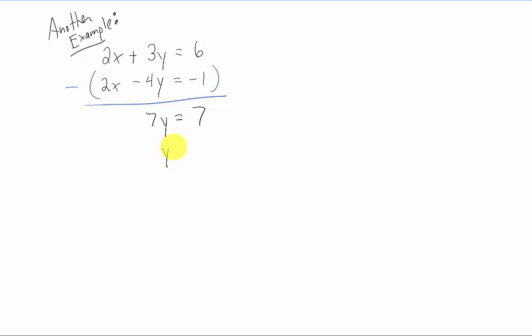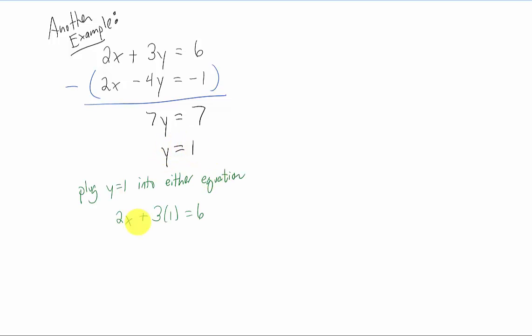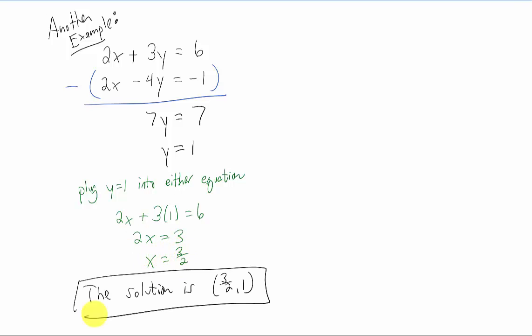That very quickly gives us y equals 1, which we can plug into either equation we like. I'll plug it into the first equation again. We're left with 2x plus 3 equals 6. I'll subtract 3 from both sides, divide both sides by 2 now, and we get x equals 3/2. And we pretty quickly get the solution (3/2, 1).